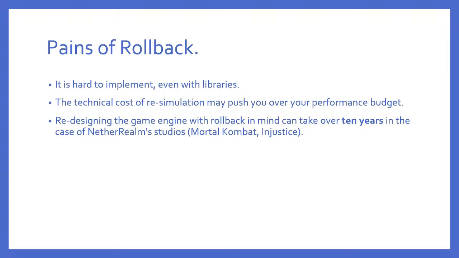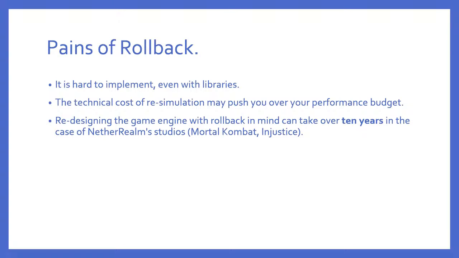The technical cost of resimulation also may push you over your performance budget. You may need to simulate onwards of 10 frames in one frame, which is extremely hard to do, especially if you're trying to optimize the game as much as possible. You may need to turn down your physics engine. But Mortal Kombat 11, surprisingly, has made rollback work on the Nintendo Switch, which is not the most powerful console in the world, but it's powerful enough that it can actually handle a huge game such as Mortal Kombat's rollbacks on a very small scale.